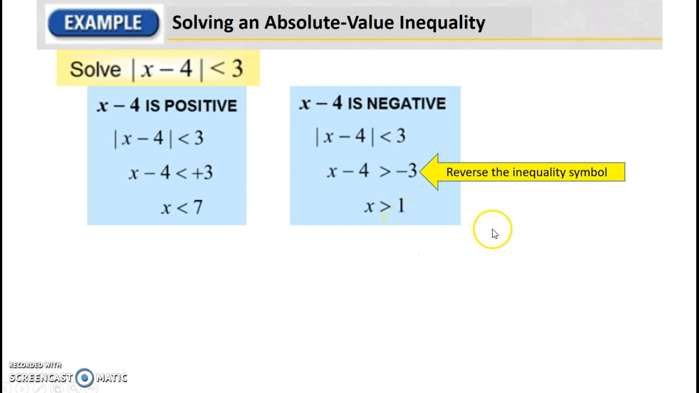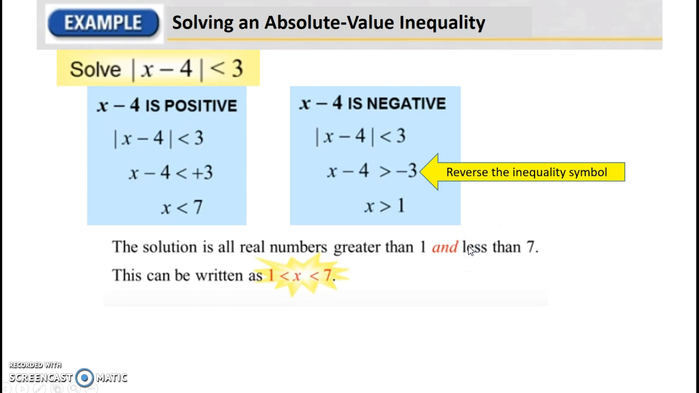And so now when you write your answer, you want to think, okay, is it possible for a number to be less than 7 but greater than 1? Take 5 for example. 5 is less than 7 and it is greater than 1. So when you write this solution, it is all the real numbers greater than 1 and less than 7. And this can be written as a compound inequality statement where we say that x is between 1 and 7.